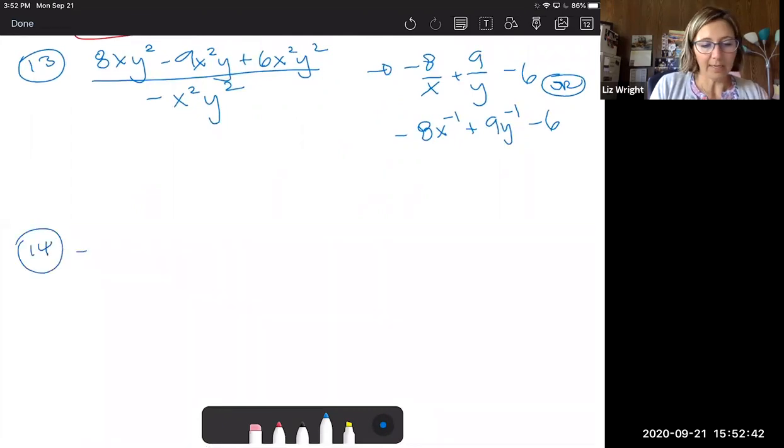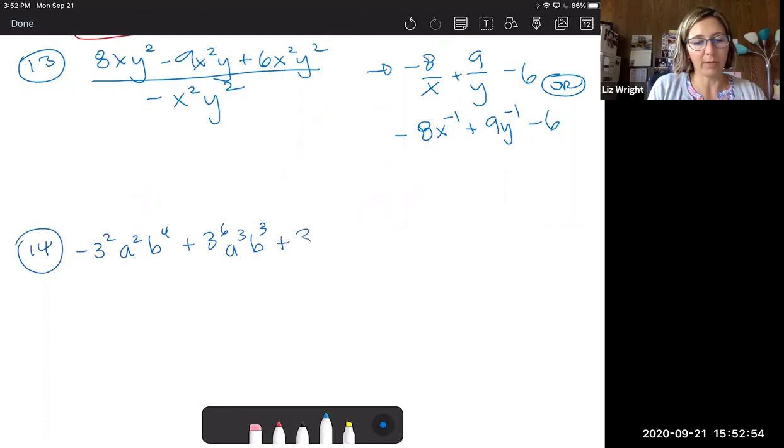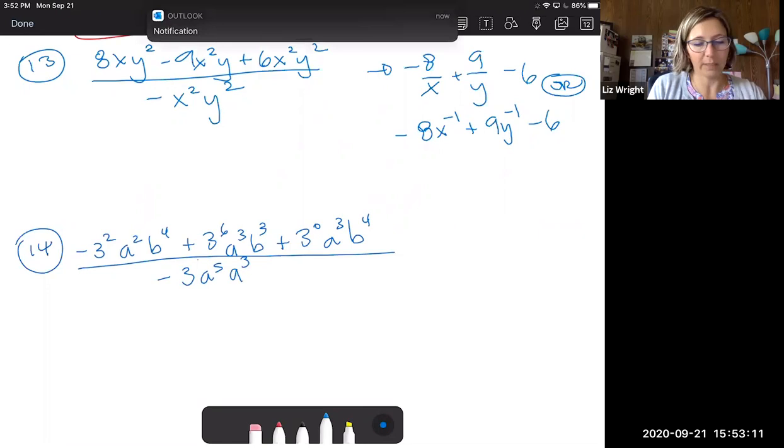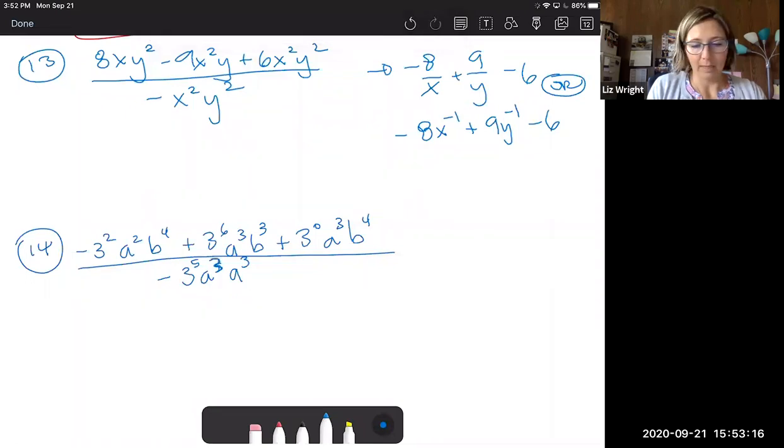And this one we've got negative 3 squared a squared b to the 4th plus 3 to the 6th a to the 3rd b to the 3rd plus 3 to the 0 a to the 3rd b to the 4th. And then we're going to put that all over negative 3, so this should have been negative 3 to the 5th, and this can be a to the 3rd, and this one will be b to the 4th.